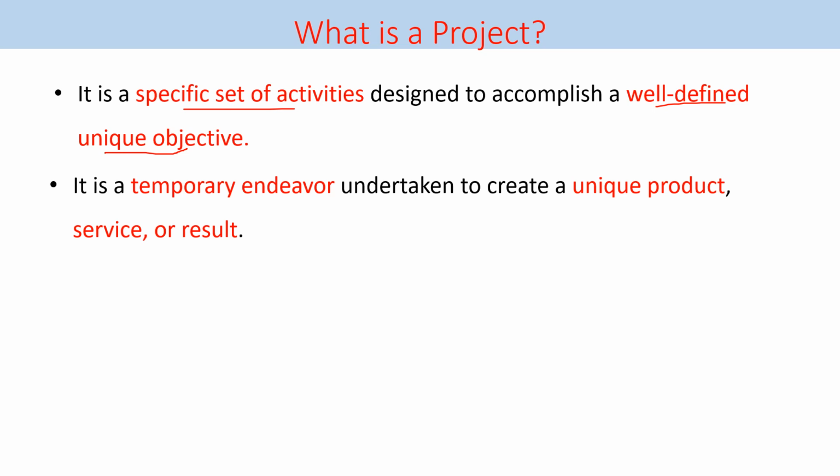When we see the second definition, it's a temporary endeavor undertaken to create a unique product, service, or result. So the important terms from the second definition are temporary endeavor and unique product, service, or result. From these two definitions, what we understand is that a project is a temporary endeavor which provides a well-defined unique product that doesn't exist previously. Okay, so these are the definitions.